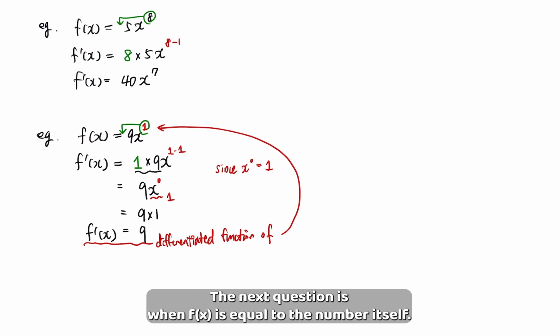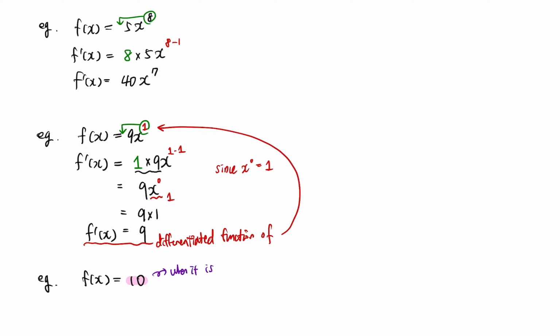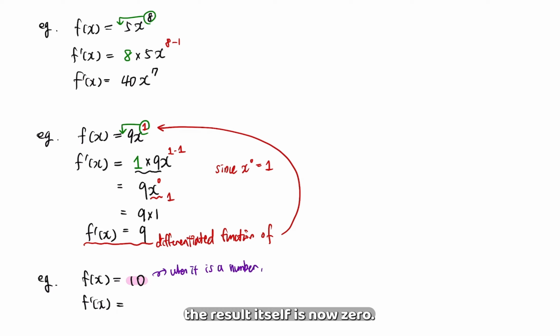The next question is when f(x) is equal to the number itself, for example, like number 10, you can write any number here. You have to remember that when differentiating the number, the result itself is now 0. This is very important. Try to memorize this one.